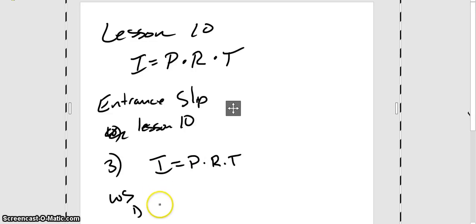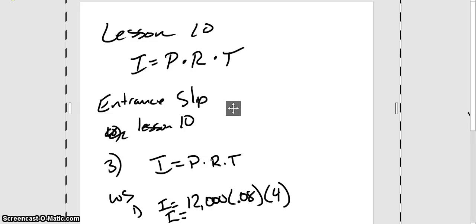In question number 1, the interest is what I'm going to solve for. The principal, which is how much I'm borrowing, is a $12,000 loan. The rate is 8%, but we always write the percent as a decimal. The number of years, the time, in this case is 4 years. So we reach for a calculator, type that all in, multiply it away, and we get $3,840. So the bank is going to charge us $3,840 in interest.